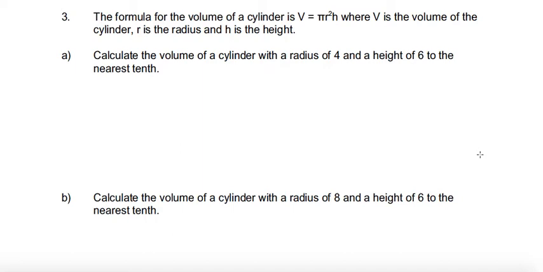The next example that we're going to look at is volume. Now, we're not going to look at volume in too much detail until our next unit, but we can use the substitution and the formula to help us with this lesson today. So the formula for the volume of a cylinder is V equals pi r squared h, where V is the volume of the cylinder, r is the radius, and h is the height.